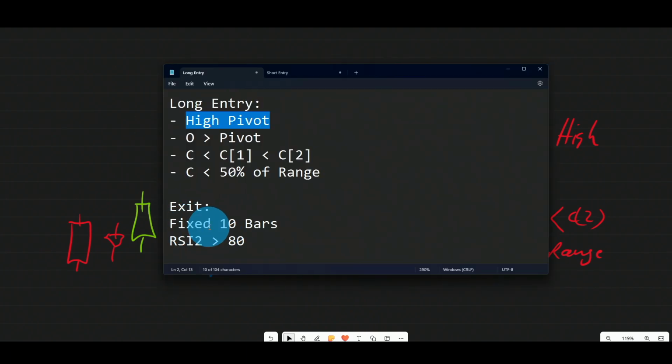Our exit will be when the RSI2 is above 80 or a fixed 10 bars. Now, this is a general exit. It works on any single pattern you trade for short term. So for short term, RSI 80, you should get it within 2-3 bars. If it doesn't happen, you give it a little bit more chance. If it doesn't happen, then you exit after 10 bars.